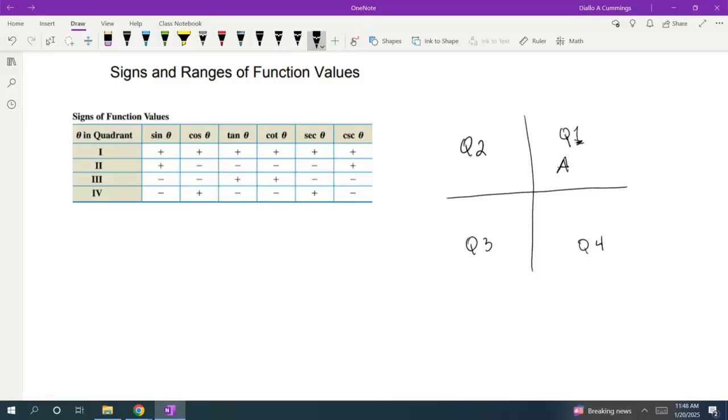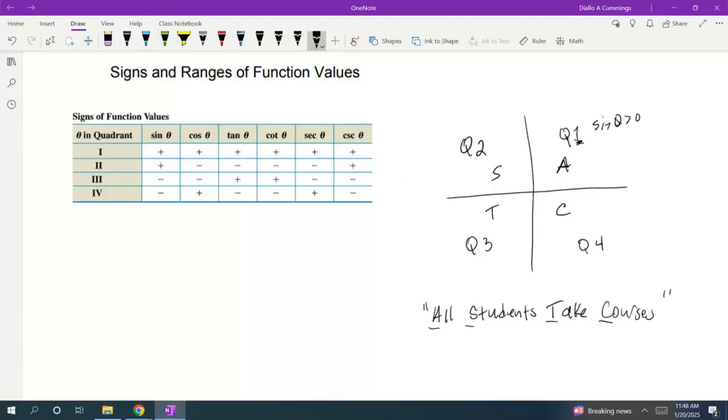And I'm going to put in ASTC, which is a mnemonic, and it stands for the phrase, all students take courses. So in this slogan, all alludes to the fact that in the first quadrant, all 6 trig functions are positive.